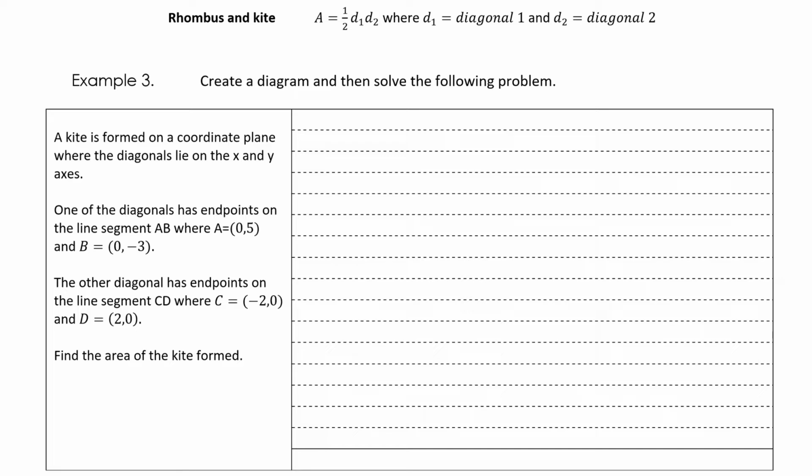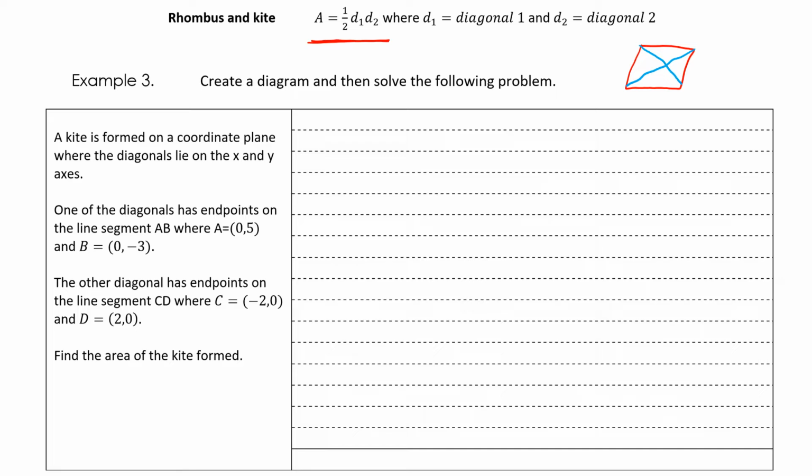Okay, new formula, well not new to you, but new to this lesson, is our rhombus and kite: half times diagonal 1 times diagonal 2. Remember, if we have a shape such as this, your diagonals are the lines that go through the middle from opposite corners. A lot of information to take in here. A kite is formed on a coordinate plane where the diagonals lie on the x and y axes.